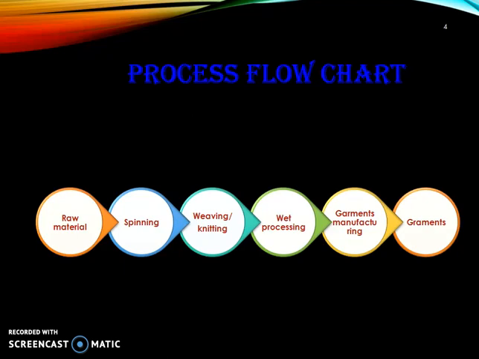Next one is wet processing. It is a chemical process of processing cloth, like dyeing, bleaching, etc. The next one is garment manufacturing. In this process, cloth as raw material is converted into finished products like shirts and other garments. And finally, we get the garments.